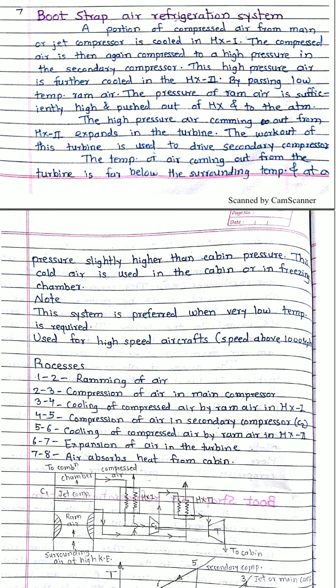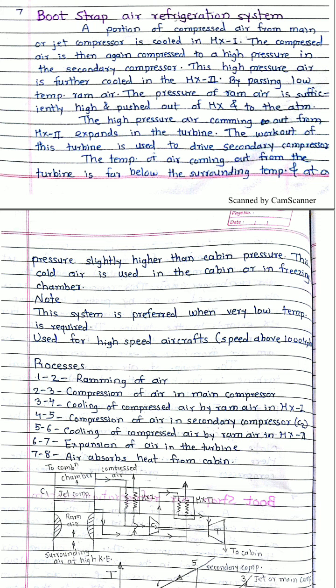Suppose we have to compress from 1 bar to 50 bar. In one compressor it is very difficult to go from 1 bar to 50 bar, but if you use two compressor steps, from 1 to 20 bar in the first and 20 to 30 bar in the second, the work of compression is reduced. So that compressed air passes to the secondary compressor.